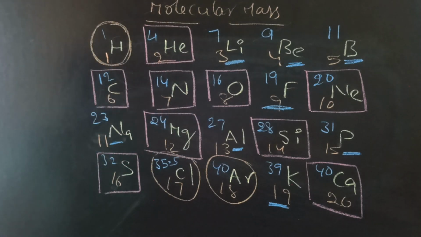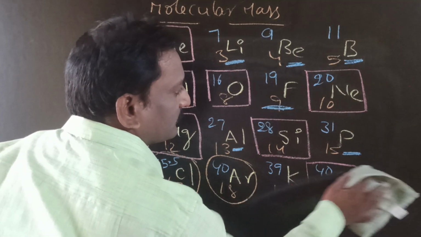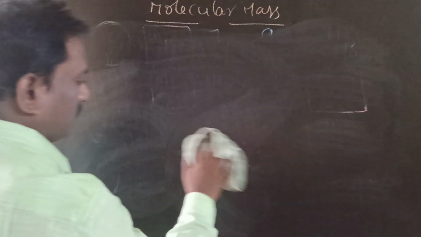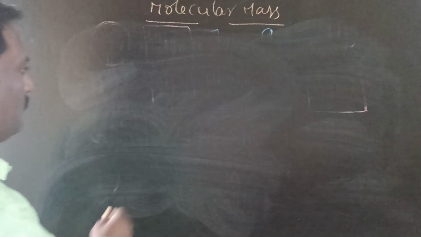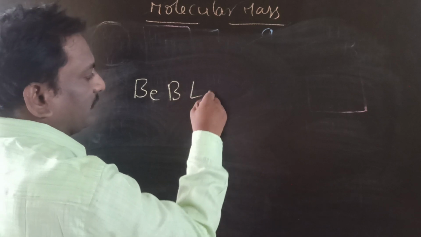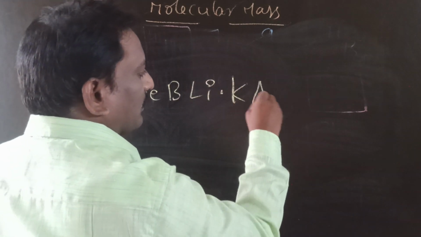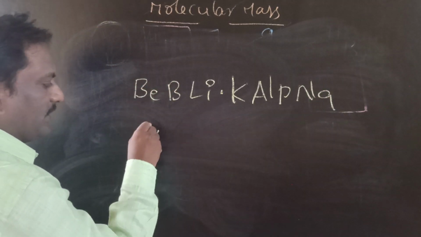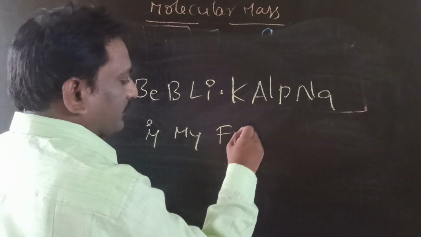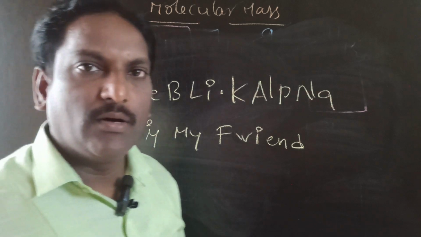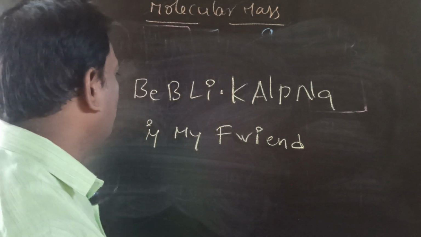Now I am going to give one keyword to remember, one clue, so please make use of that. This is a key clue. Please remember that: Beverly Kalpana is my friend. With the help of this keyword, we can remember the atomic masses of a few elements very easily.